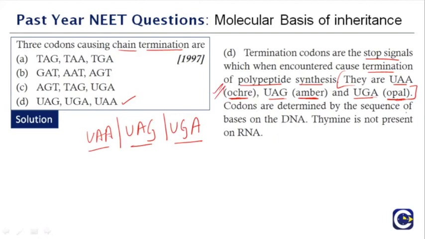Codons are determined by the sequence of bases on the DNA. Thymine is not present on RNA. This information I think everybody of us already knows. So the right answer is D.